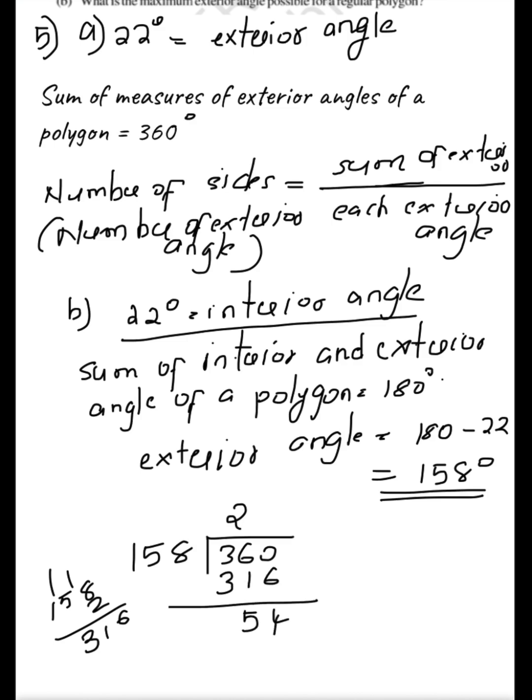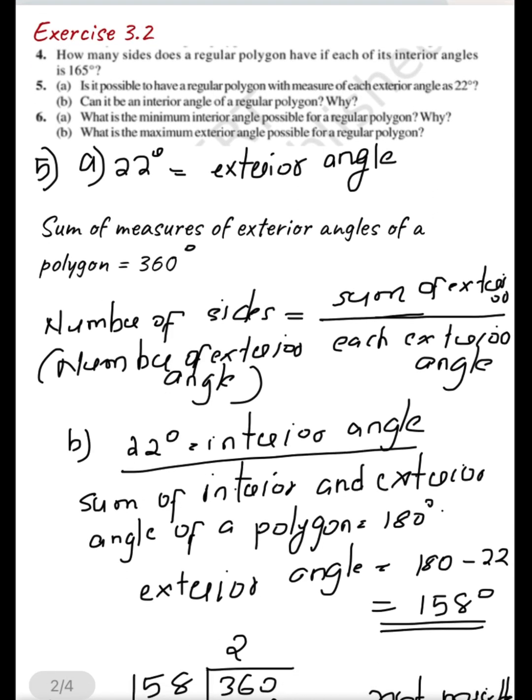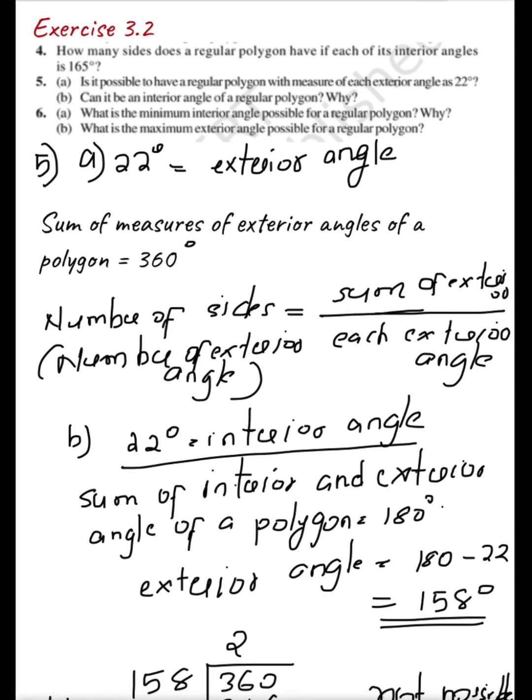So 454. Okay. Sorry, 44. Okay, 44. So here also you are getting the remainder as 44, which is not equal to 0. Here also the remainder is not 0, so you can tell that it's not possible. Understand? If the remainder was 0, then you can tell that it was possible. But here 158 is not a divisor of 360, so you can tell that it's not possible. Understand? So the answer for A and B is both not possible.